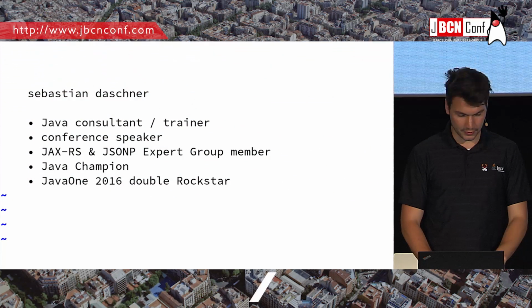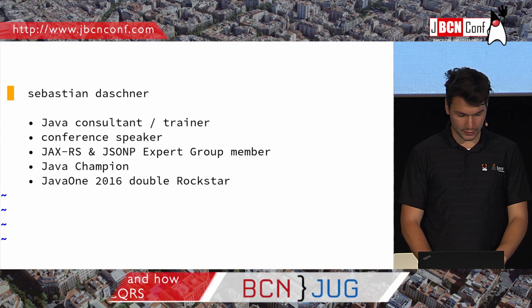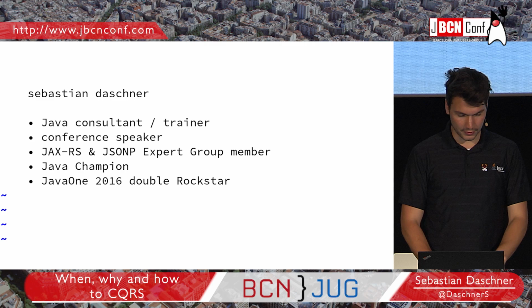My name is Sebastian. I'm from Germany, from Munich. I'm a Java consultant, trainer, conference speaker, whatever you call it. And I'm also heavily involved in all kinds of Java and Java enterprise. I'm participating in the JCP. I'm an expert group member for CQRS and JCP for Java EE 8. And I'm also a so-called Java champion, and last one's double rockstar speaker for the JavaOne conference. So a lot of Java involved here.